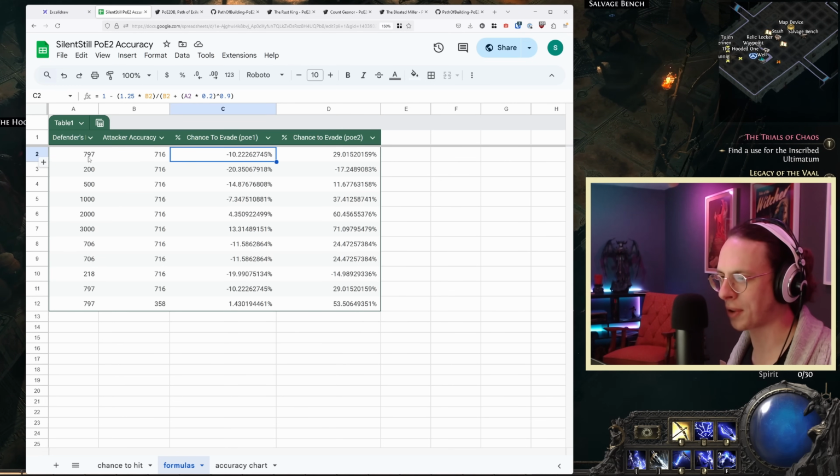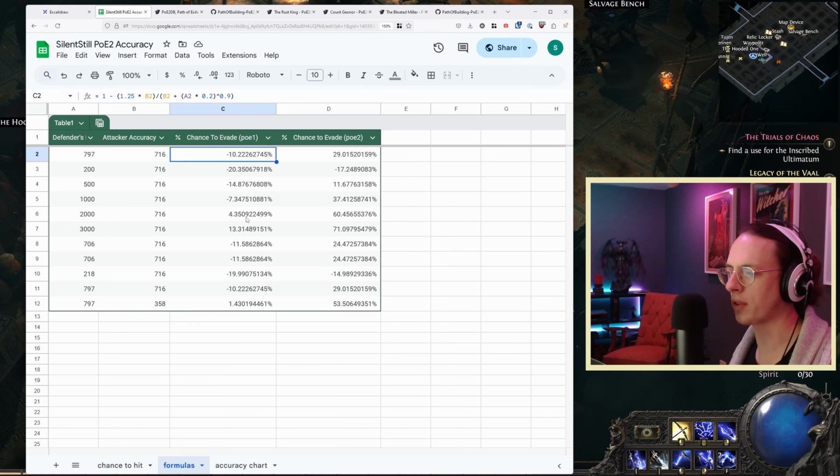Then I tested that with some other numbers just to see how high my evasion would actually need to be to even get a positive chance to evade. And as you can see, I would need something like 2000 evasion at level 37 to even get a positive chance to evade here. So I knew that something was amiss.